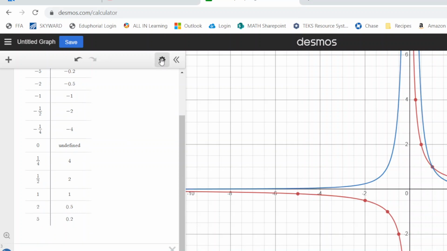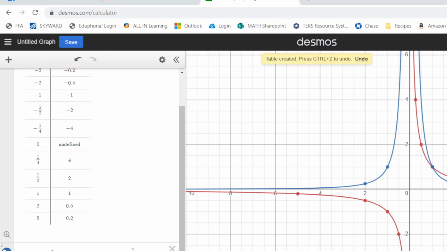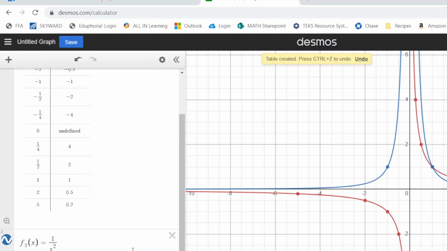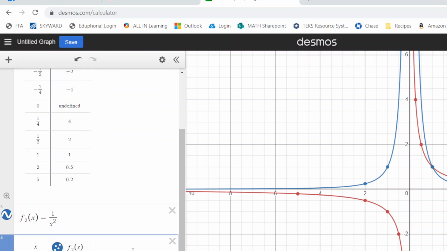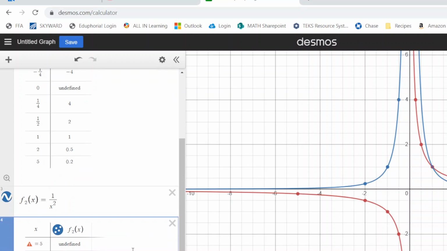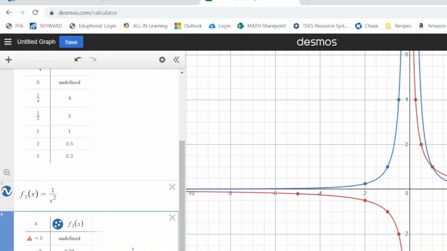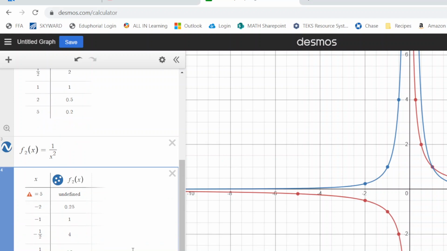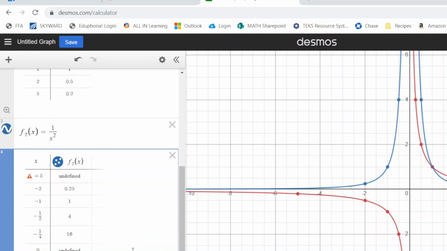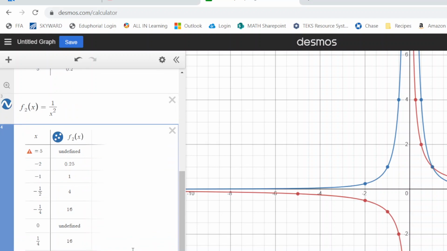Just click on the little edit list button there. And there's the table there for that one. And type those numbers in as well. -5, -2, -1, -1 over 2, -1 over 4, 0, and then just the positive ones, 1 over 4, 1 over 2, 1, 2, and 5. Okay, so now you have everything for that.